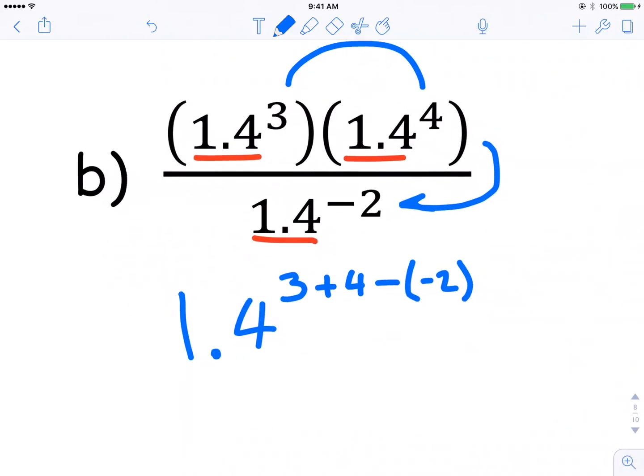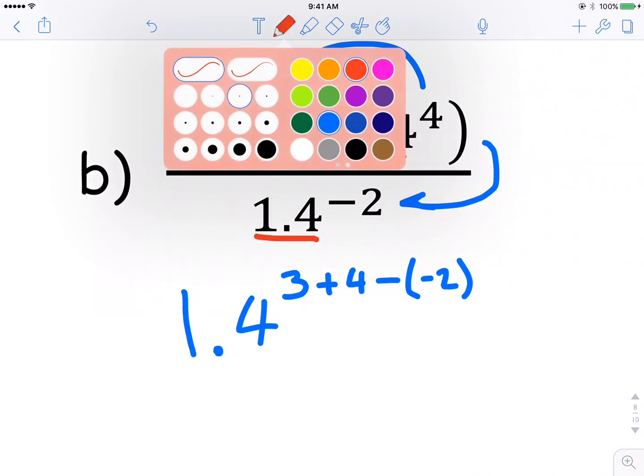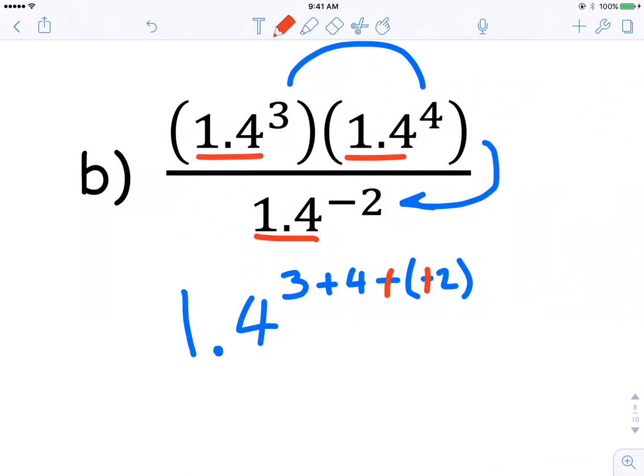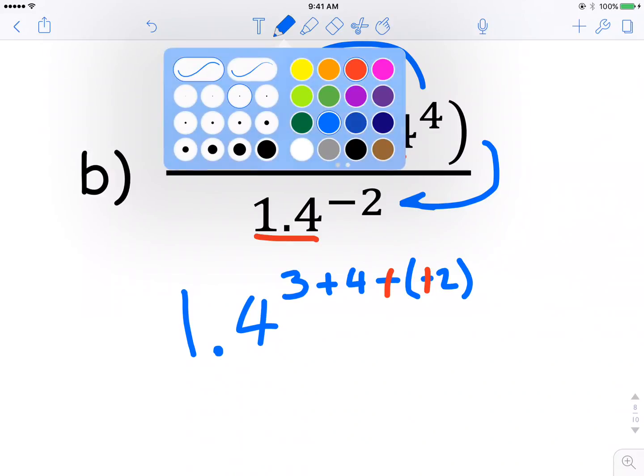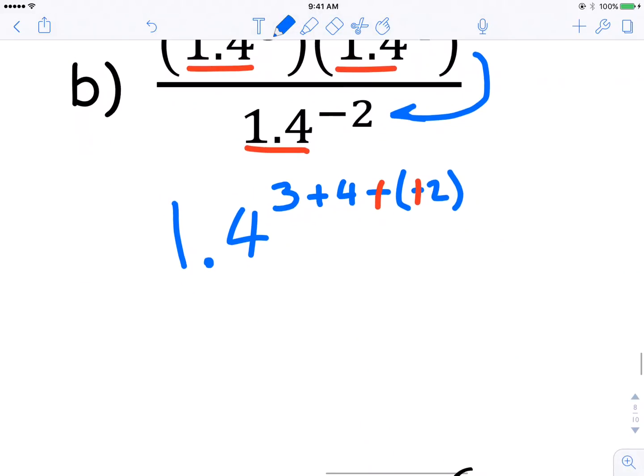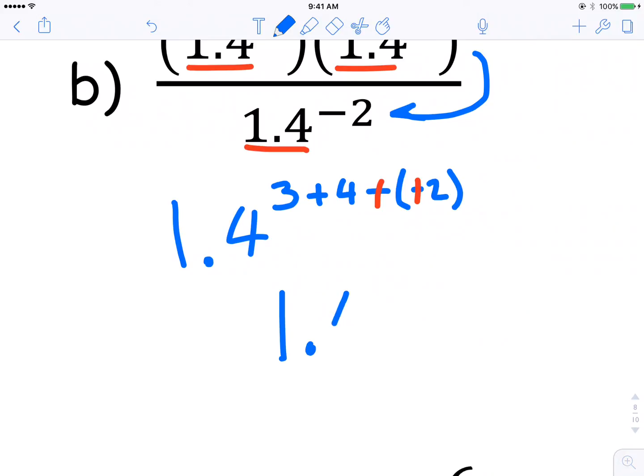Well, 3 plus 4 is 7. Minus a minus becomes plus a positive. So 3 plus 4 plus 2 is going to be 9. So this becomes 1.4, all raised to the power of 9. And there's my answer.